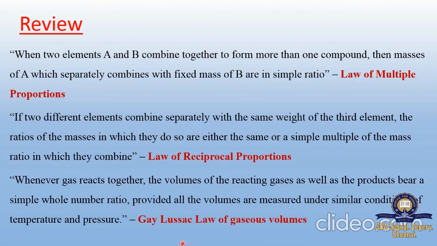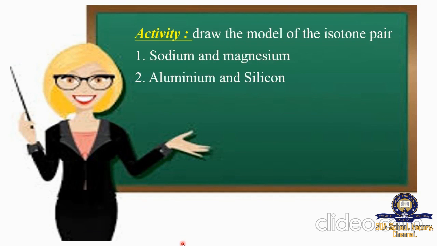And that's it, my dear students. For your follow-up work, you just need to draw the model of the isotone pair of sodium and magnesium, and aluminum and silicon. Draw this in your classwork. Take a picture of it and upload it in Google Classroom.